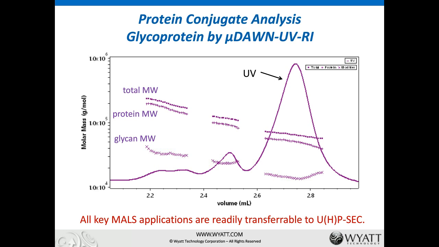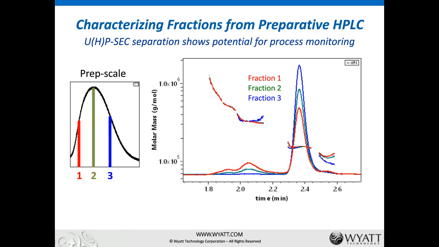The last protein application is unique for UHP-SEC. As we know, SEC is very often used to analyze fractions collected from a prep scale HPLC during protein purification or manufacturing. Since it usually takes about 15 minutes or even longer for each analytical SEC run to complete, it can only be used offline. UHP-SEC can reduce that time to 4 to 5 minutes or even shorter, making it possible for at-line process monitoring.